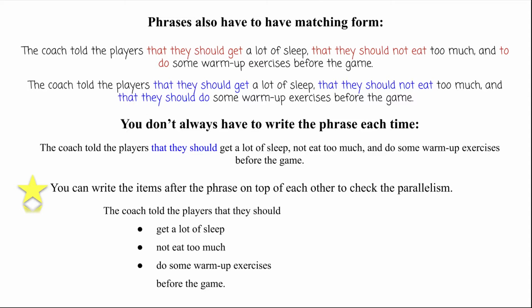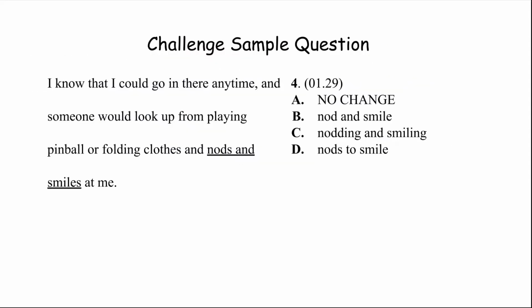So we're going to look at one sample question. So if we look at this one, this one is probably a little trickier because you're reading it through. I know that I could go in there anytime and someone would look up from playing pinball or folding clothes and nods and smiles at me. So at first glance, if you're going really, really fast, you might see the playing pinball or folding clothes and think that you would choose answer choice C to keep with that same form.